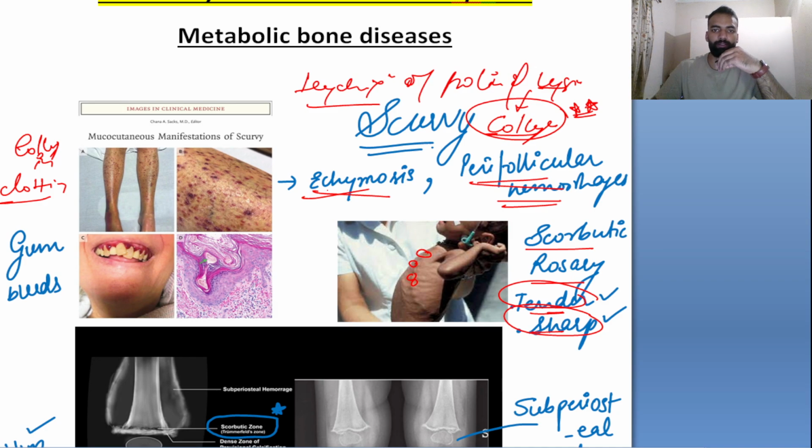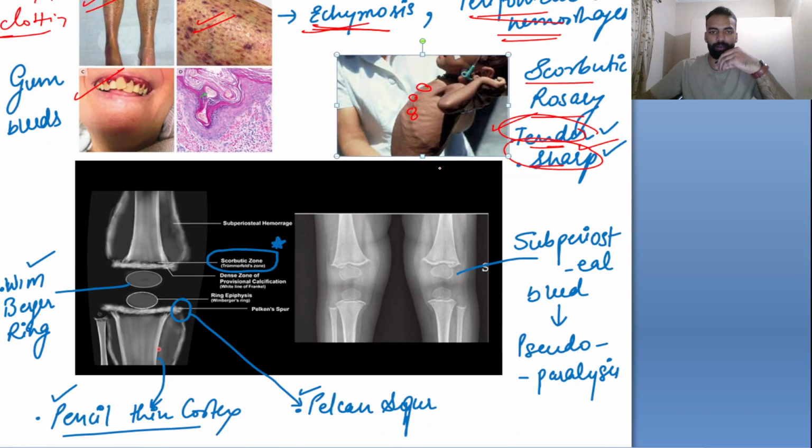So we can see there will be ecchymosis, perifollicular hemorrhages, and gum bleeds. So this is gum bleeds. These are ecchymosis, and this is scorbutic rosary. So how is scorbutic rosary different from rachitic rosary? In scorbutic rosary, there will be tenderness and these are sharp. But in rachitic, they were blunt and non-tender.